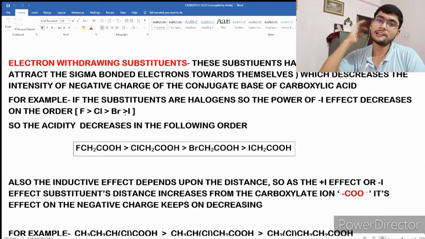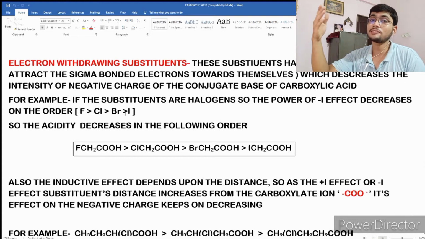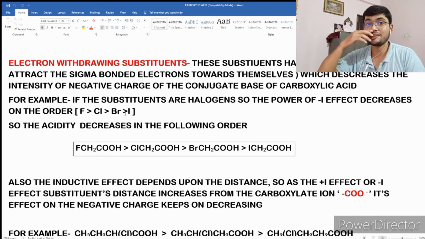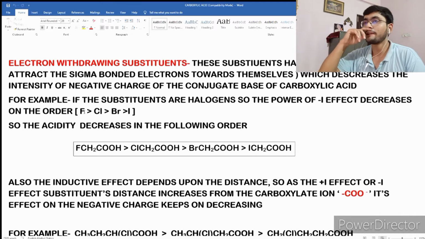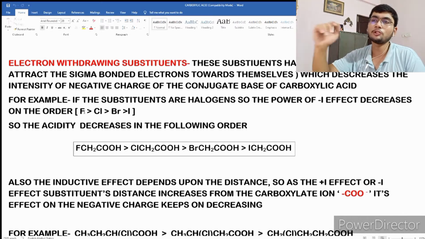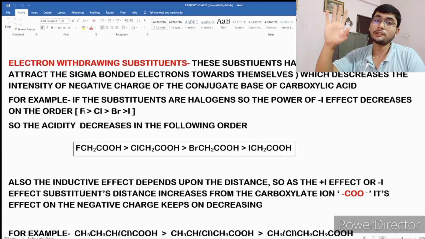So if we attach these substituents to the carboxylic acid, the trend will get reversed compared to the electron donating groups. The trend will remain the same in these groups, that fluorine is the most powerful minus I effect group. So it will reduce the intensity of the negative charge of the conjugate base the most. Then comes chlorine, then bromine, and then iodine.